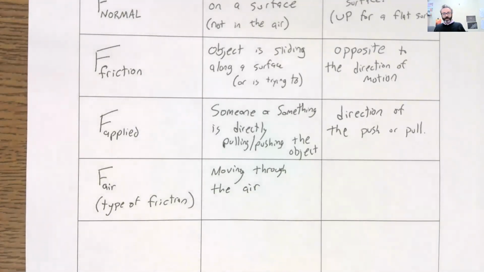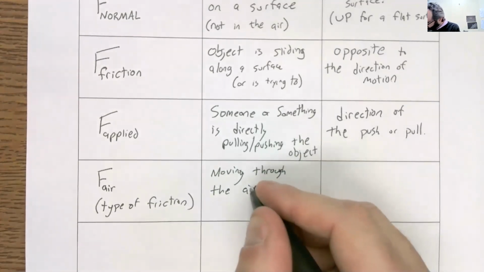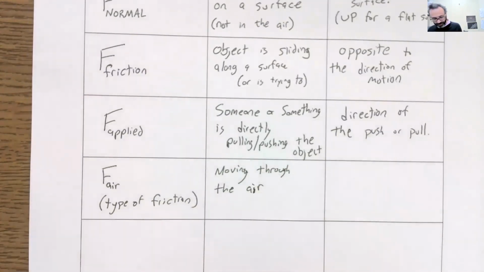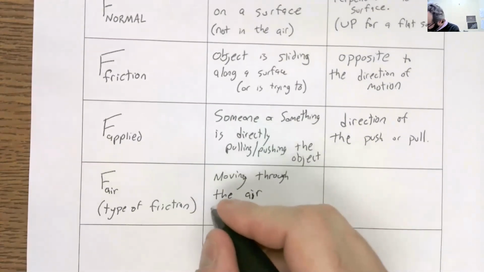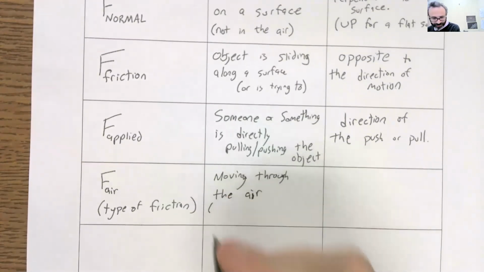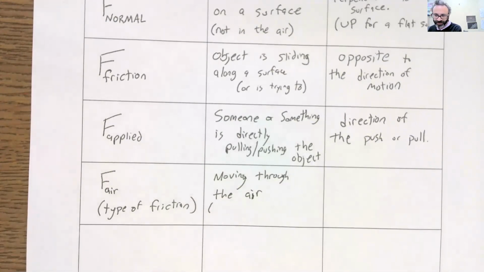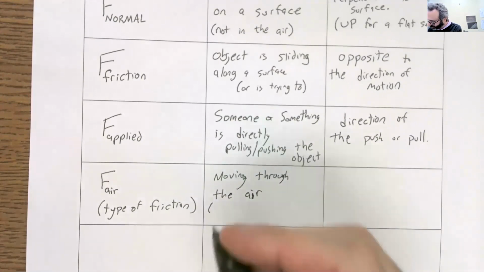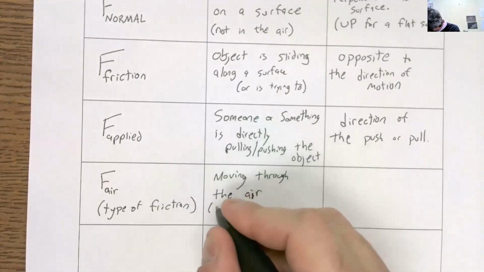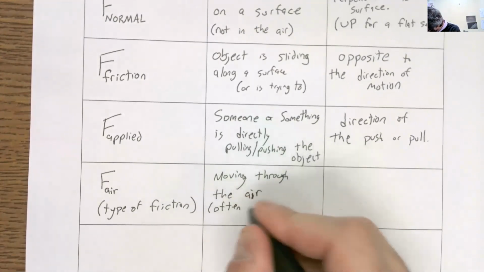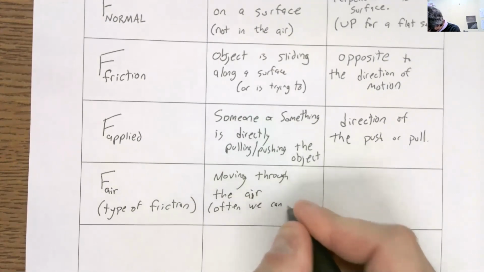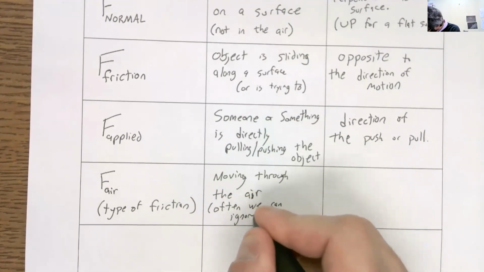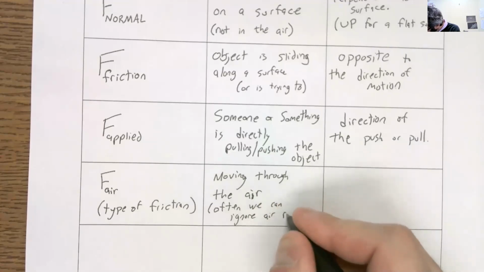Okay. There's almost always going to be air resistance, but for a heavier object, a lot of times we can ignore air resistance. So sometimes we'll be able to ignore it, and if you read the problem, you'll see we can ignore air resistance, or air resistance is negligible. That all means don't worry about air resistance. So I'm going to put in here, often we can ignore air resistance.